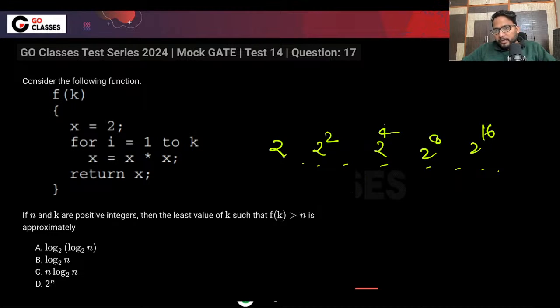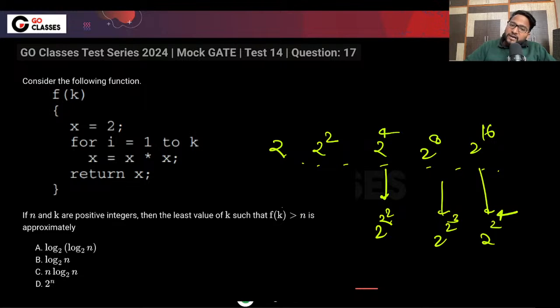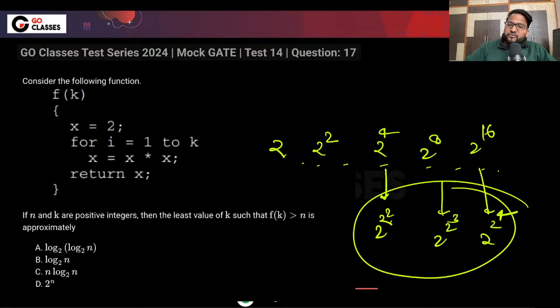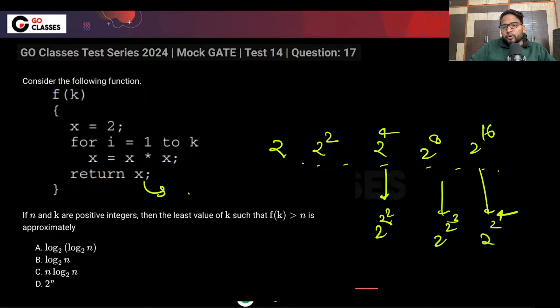So you can say this is 2 power 2, 2 power 3, this is 2 power 2 power 2. This is 2 power 2 power 4 and so on, right? If you're running it 4 times, then it is something like this. If you're running it k times, then x value will be 2 power 2 power k. Now, which means this fk is nothing but 2 power 2 power k, right?